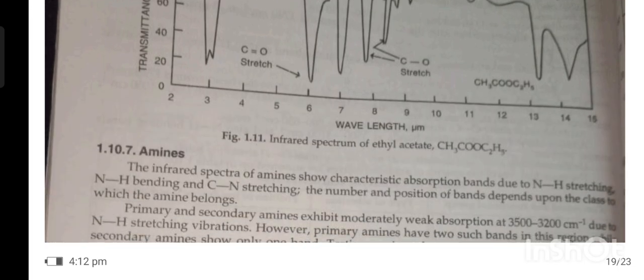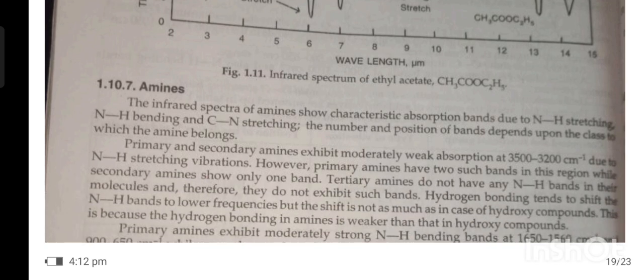Amines. The infrared spectra of amines show characteristic absorption bands due to NH stretching, NH bending and CN stretching. The number and position of the bands depend upon the class to which the amine belongs. Primary and secondary amines exhibit moderately weak absorption at 3500 to 3200 centimeter inverse due to NH stretching vibration. However, primary amines have two such bands in this region while secondary amines show only one band. Tertiary amines do not have any NH bond in their molecule and therefore they do not exhibit such a band.